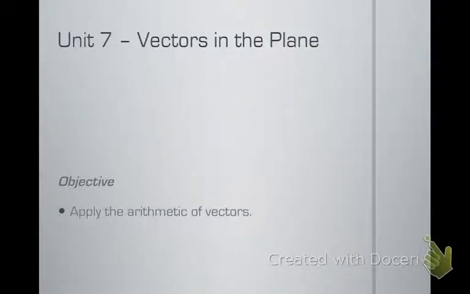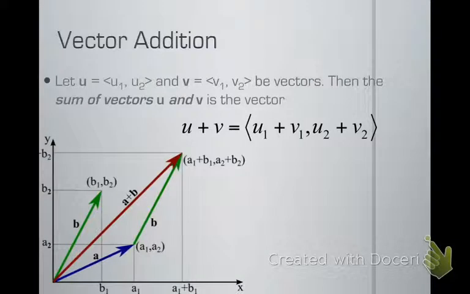We're going to continue talking about arithmetic with vectors by talking about how to add vectors using their component form. So we have two vectors, u and v, in their component form. The sum of the vectors will be the sum of the components, now in its own component form.